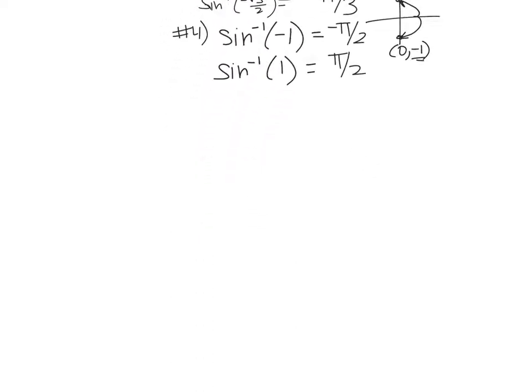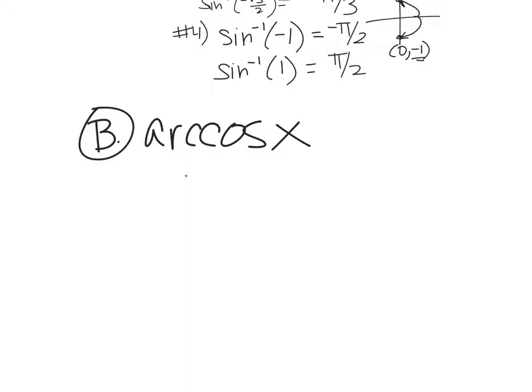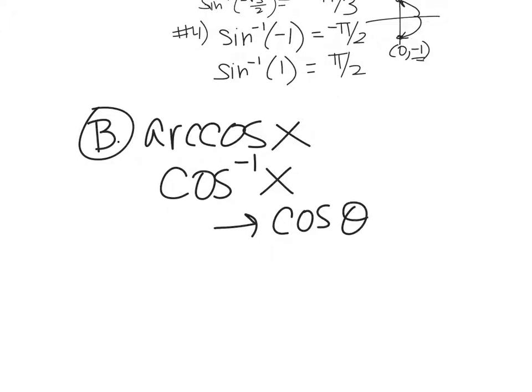But then we switch over to arc cosine. Arc cosine is going to have its own quadrants that are allowed to be used. Arc cosine of x, which is also called cosine inverse of x. Cosine inverse of x, remember it's not the reciprocal. Cosine inverse of x is really the same thing as cosine of what angle gives me x. That's really what it means.